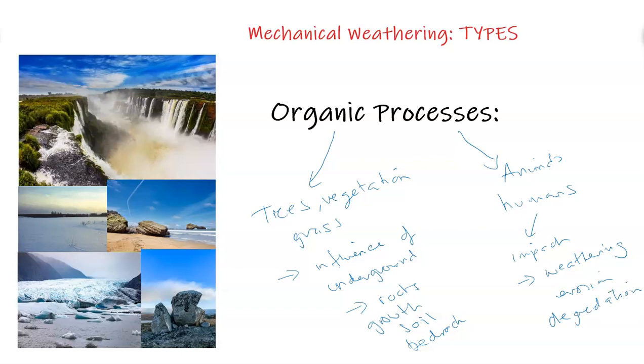Alright, so that's the 5 main types of weathering, mechanically or physically, how we change the rock and break it down to smaller pieces through various types.